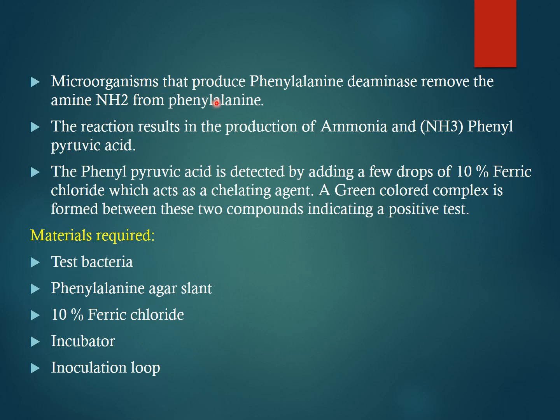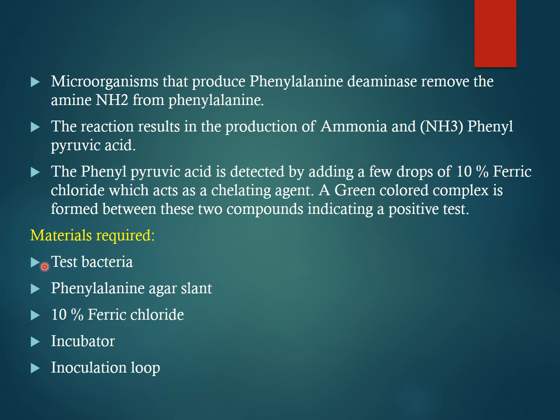Microorganisms that produce phenylalanine deaminase remove the amine group from phenylalanine. This reaction results in production of ammonia and phenylpyruvic acid. The phenylpyruvic acid is detected by adding a few drops of 10% ferric chloride, which acts as a chelating agent. Here, chelating agent means a compound that reacts with metal ions. A green colored complex is formed between these two compounds, indicating a positive test.